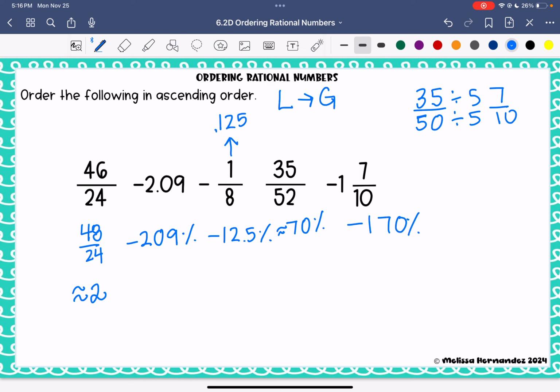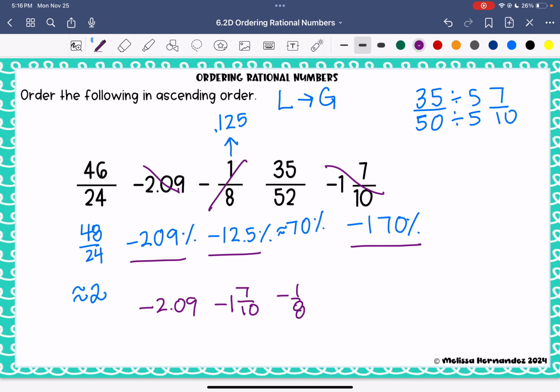And so now you're looking and going, okay, well, let's first look at the negatives. So the biggest negative number, which is farthest from 0, is the smallest. And you can tell that negative 209 would be the smallest number out of the deal. So we'll cancel that out, followed by negative 1 and 7/10. Now that I've knocked out all the negatives, I can compare 2 and 70%.